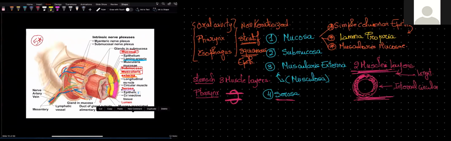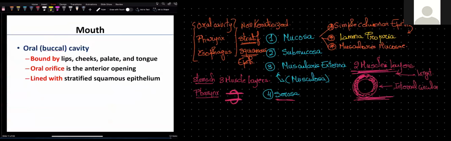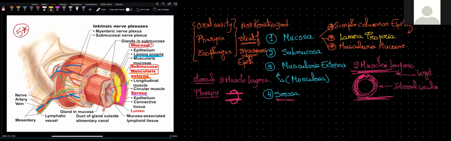So again, what are the 4 main layers building up any part of the gastrointestinal tract tube? We can see on here, we've got the mucosa. Underneath the mucosa, we've got the submucosa. Then to the outside of the submucosa, we've got the muscularis externa or musculosa, and the outermost layer is going to be my serosa.